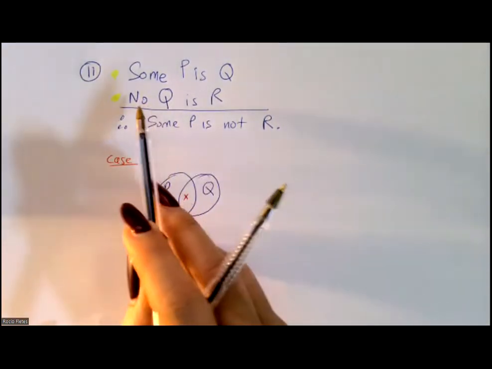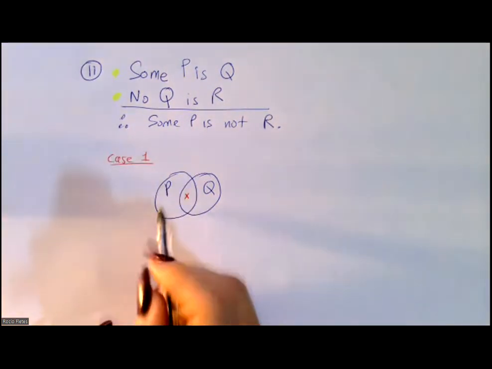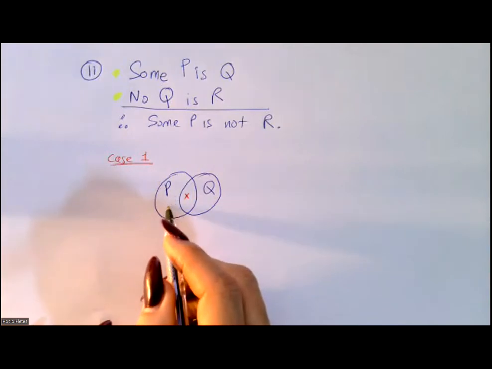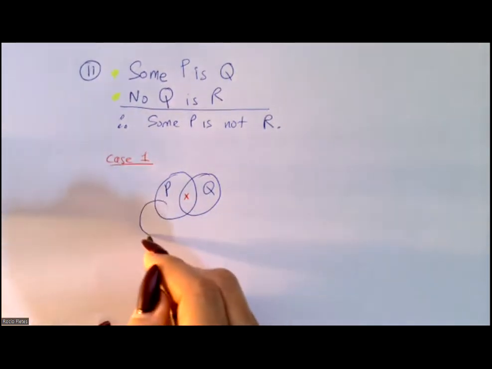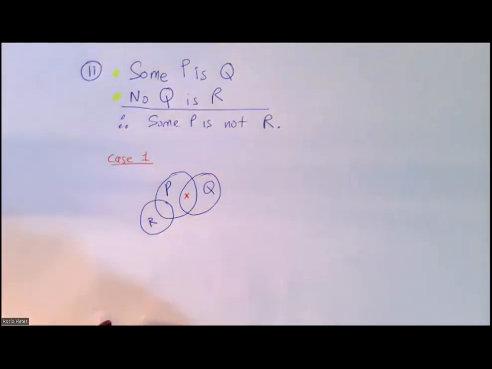Now the second premise, no Q is R. Okay, well, we may have to do more than one case. No Q is R. So we have another set R. So what I know is there's another set R that may overlap P, but I know that it doesn't overlap Q, right? So no Q is R. So this is one possibility, right? That there's an overlap between P and R because they don't tell me anything about P and R.